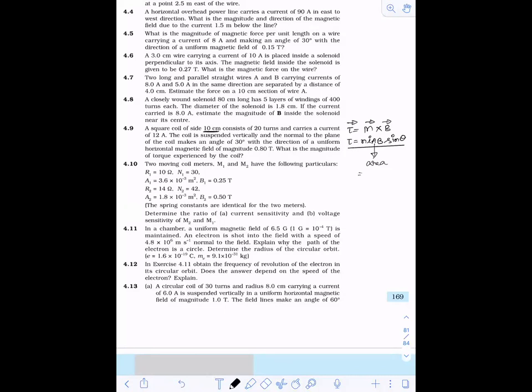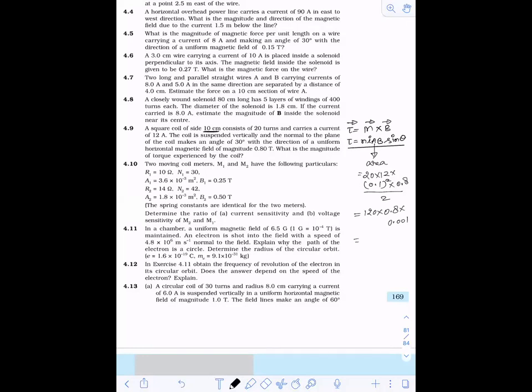So N value is 20, I value is 12, A value will be 0.1 whole square into B value is 0.8. Sine 30 means how much? 1 by 2. Sine 30 is 1 by 2. So this complete divided by 2. So 20 into 12 gives me 240. 240 divided by 2 becomes 120. 120 into 0.8 into 0.001. Now you just solve this.